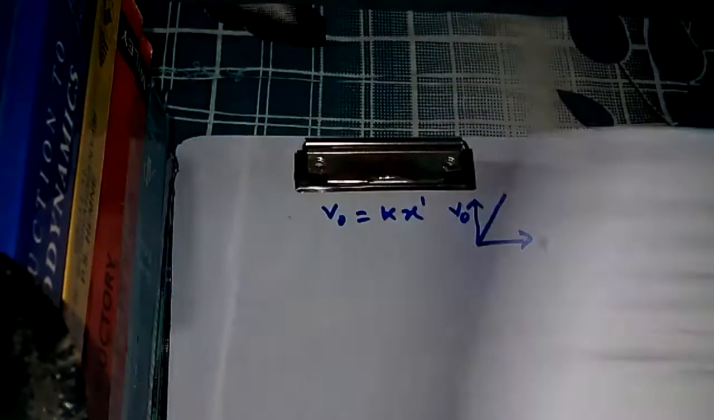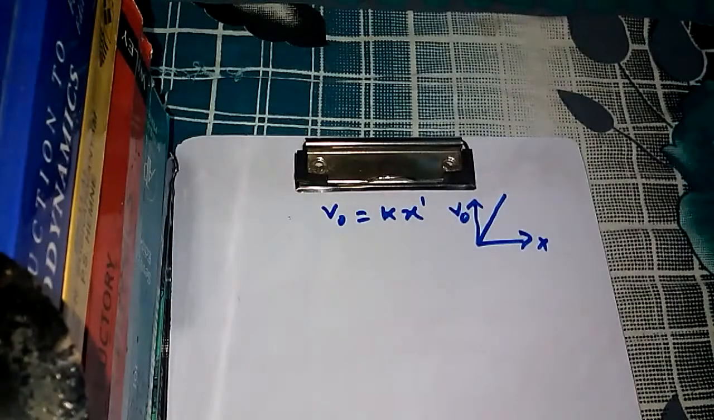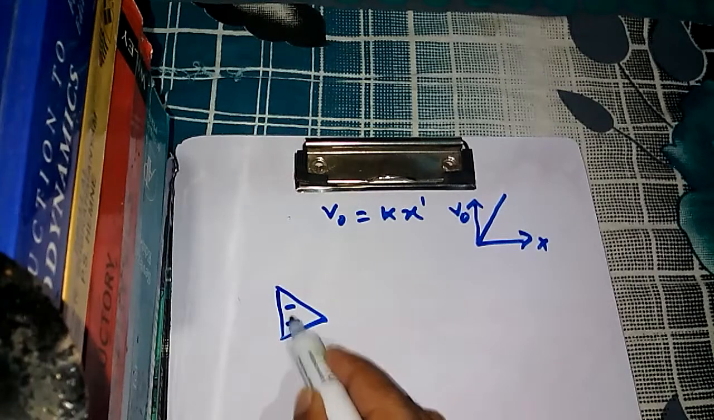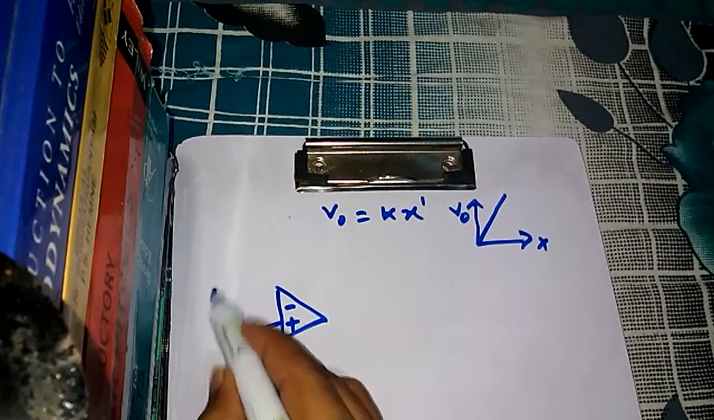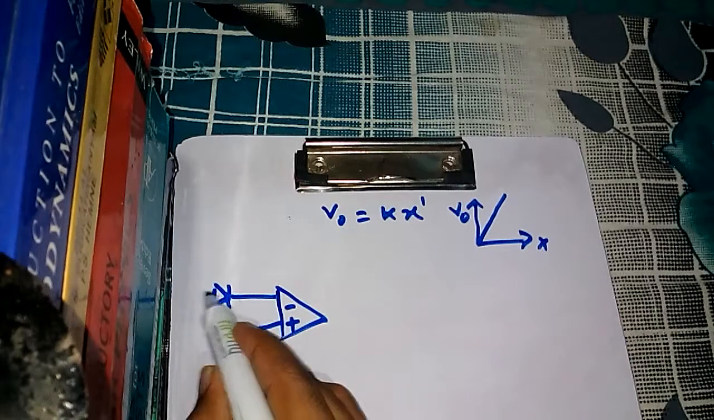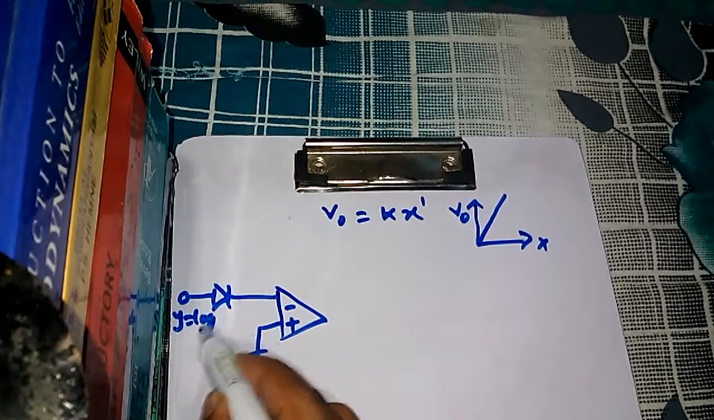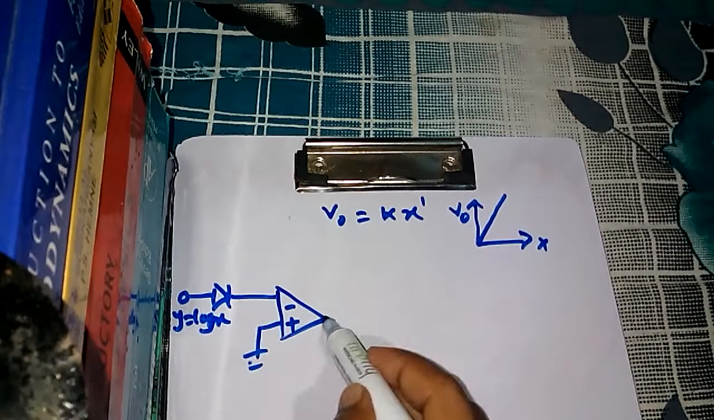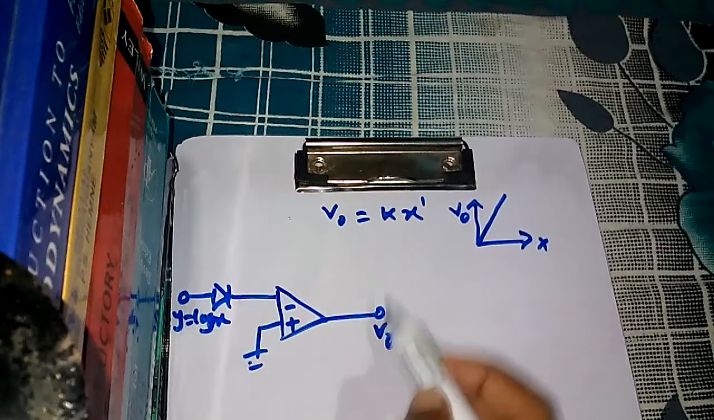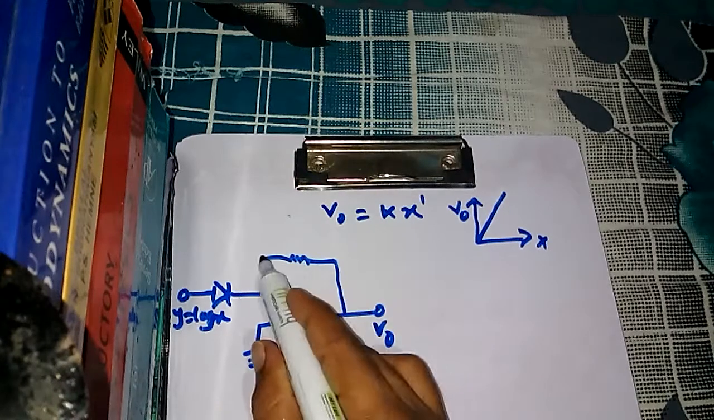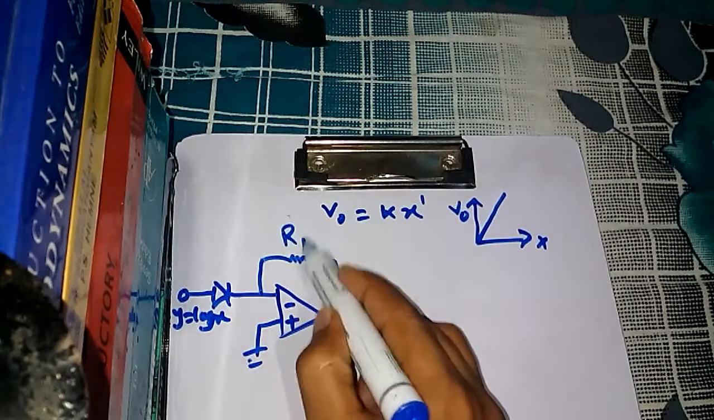What I am saying is, let us draw the third circuit, that is the anti-logarithmic amplifier diode. Our input is y equal to log x, and this is the output, and there is a feedback circuit through a resistor, this is RF.